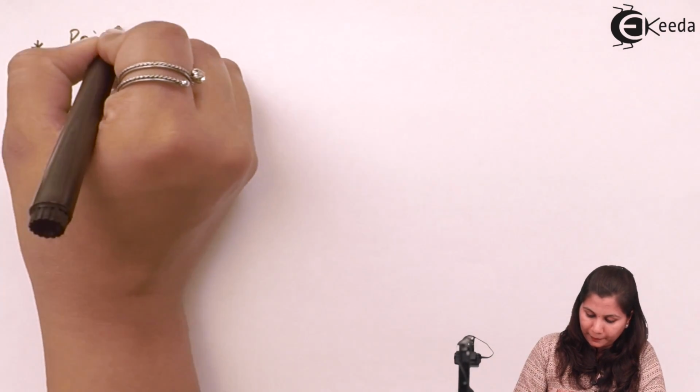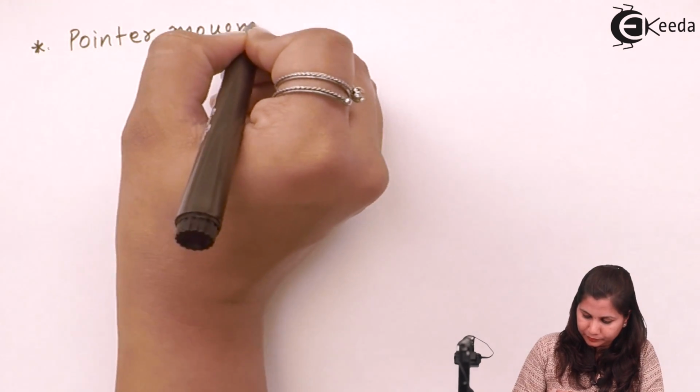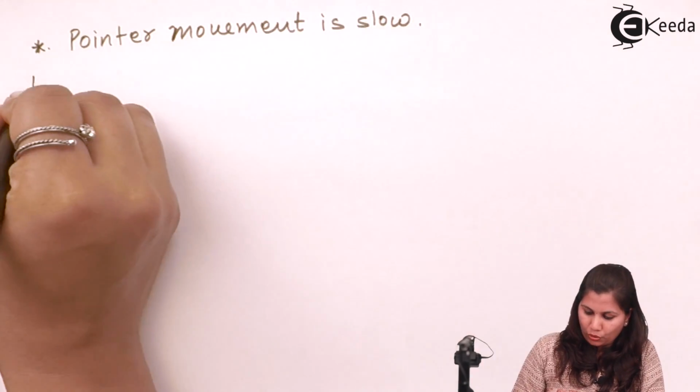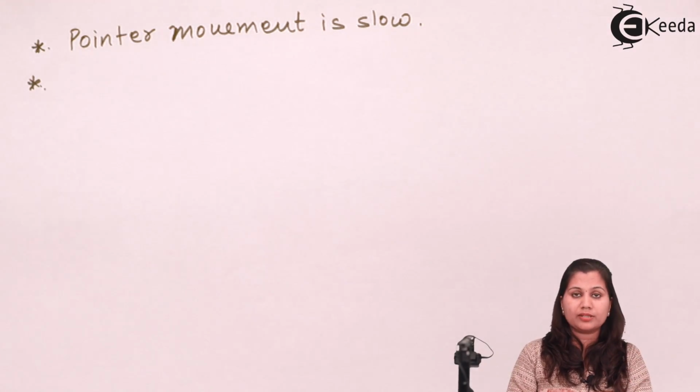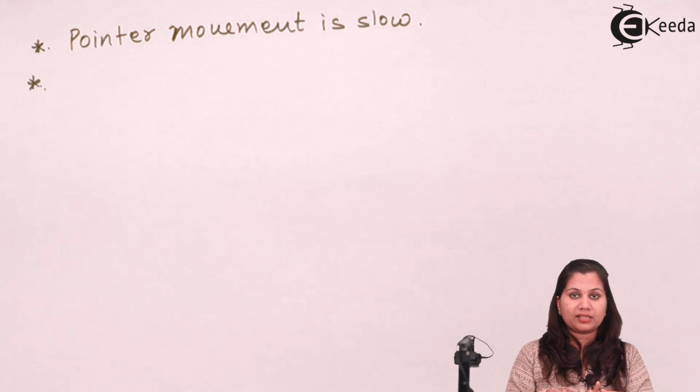Also, the movement of the pointer is slow as compared to the digital instrument. Slowly the pointer is going to get deflected, because only when the level of the controlling torque is increased is the pointer going to deflect. So pointer movement is slow. Also, they are very vulnerable to shocks and vibrations. If shocks and vibrations are present in the surrounding environment, it is going to affect the readings.